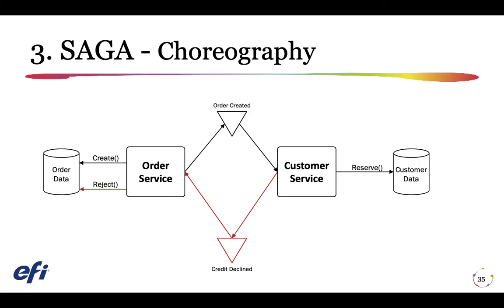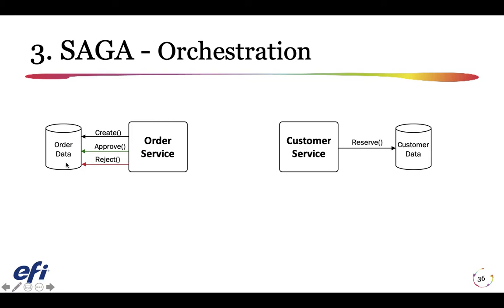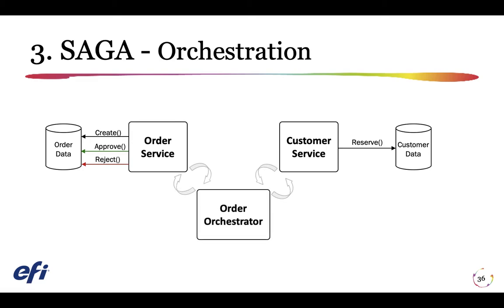An alternate approach to this is what we call orchestration. In this, the order service will still implement all the internal calls of creating the order, approving it, and rejecting it. And the customer service will have an internal call to reserve the credit limit. However, the transaction between the order service and customer service does not happen one to one, but there is an orchestrator. The order orchestrator will now define what happens first.